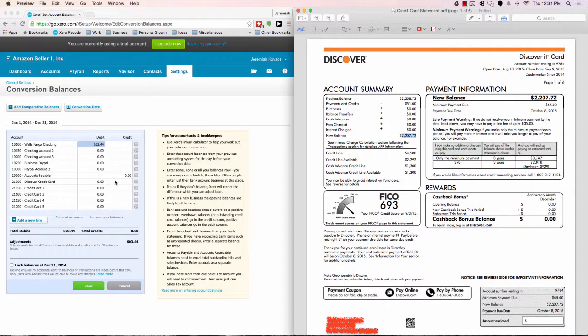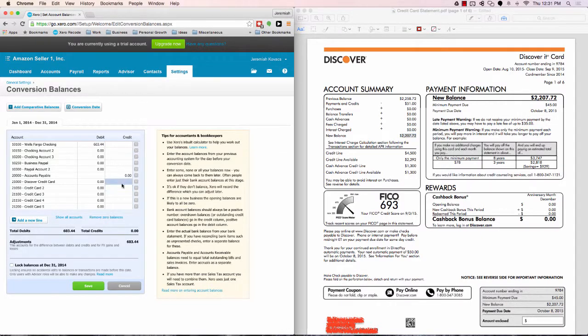What I'm going to end up doing is plugging in this balance on the credit column for my credit card. So now we've plugged in, I have this much in my bank account, I have this much owed on my credit card as of the conversion date. And now what you're going to notice is there is a balance. The debits and the credits don't add up.